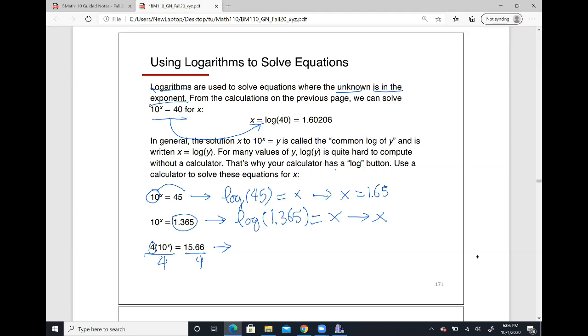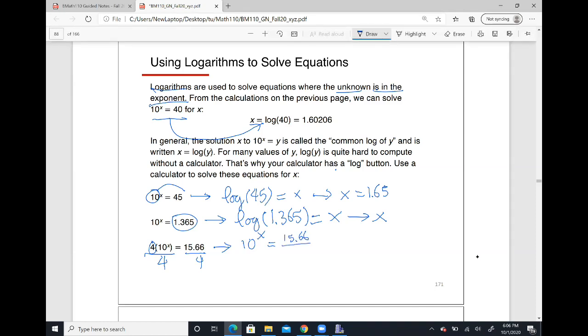So what do I have right now? 10 to the power x equal to 15.66 divided by 4. I can just keep it like this. I don't really care what that is going to be. Now it's time to use log form. So you can use log base 10.